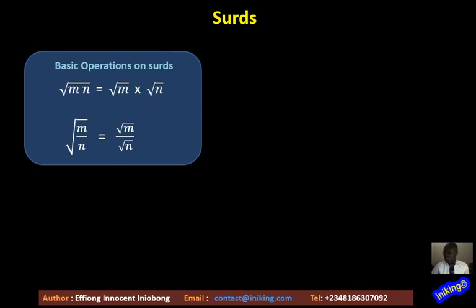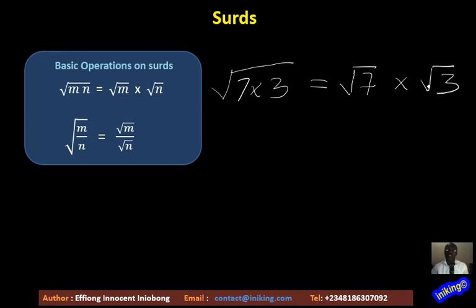Here we see that if I have the surd of two numbers multiplying themselves, say 7 by 3, this can be expressed straight away as the root of 7 multiplied separately by the root of 3. That's why we are told that the root of m times n can be expressed as the root of m times the root of n.